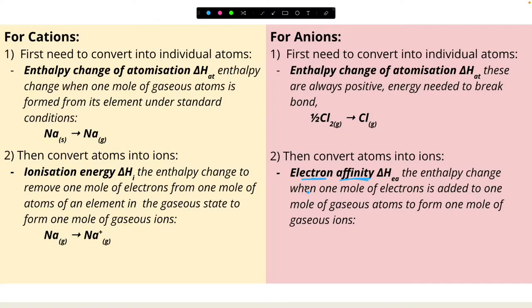And you can sort of think of this as being the inverse of ionization energy. Ionization energy is the energy to lose an electron to make a cation. Electron affinity, the energy to gain an electron to form an anion. So let's define it as such. The enthalpy change when 1 mole of electrons is added to 1 mole of gaseous atoms to form 1 mole of gaseous ions, which for our chlorine, we have our gaseous atom and we're gaining an electron.